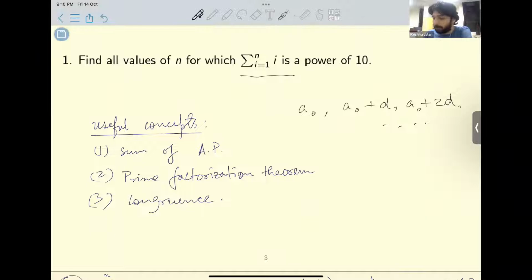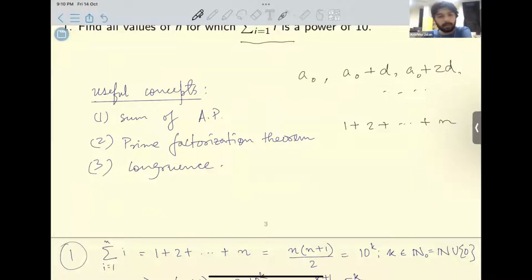So I'll use the property of the sum of an AP. Basically, I'll be summing 1 plus 2 plus dot dot dot up to some n. This is an AP where d is called the common difference. So the common difference here is 1. And then I'll be using the prime factorization theorem, and congruence will be another tool that I'll be using here. Okay.